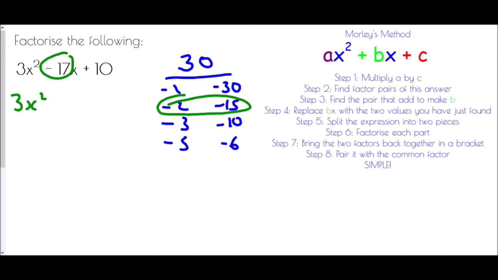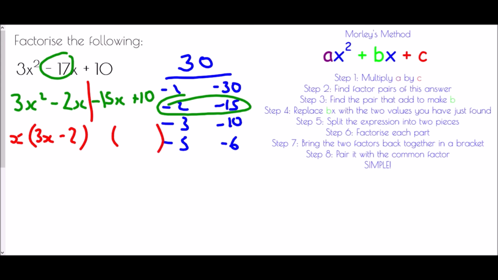And so now I'm just going to split bx into those two pieces. So 3x squared take away 2x, take away 15x and plus 10, and then split in half and factorise. So what is the common factor of 3x squared and negative 2x? Well, the common factor is just x, and that would be multiplied by 3x take away 2. And on the right hand side, what is the common factor of negative 15x and positive 10? Well, we're going to have 5 at the front, but here we have to be really careful.